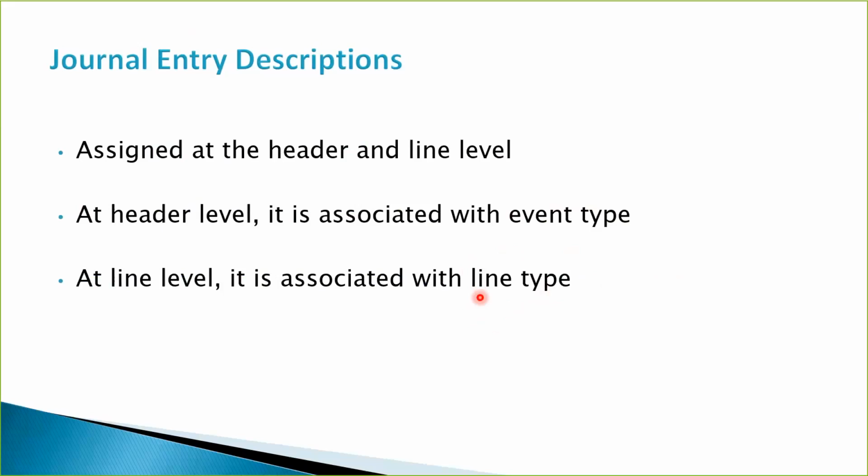Now, when you go and look at the journal. So, just to reiterate, journal entry descriptions can be associated with the event type, so that they produce descriptions at the header level for the journal, and they can be associated with a line type so that they can produce descriptions at the line level, right? So I hope that's clear.